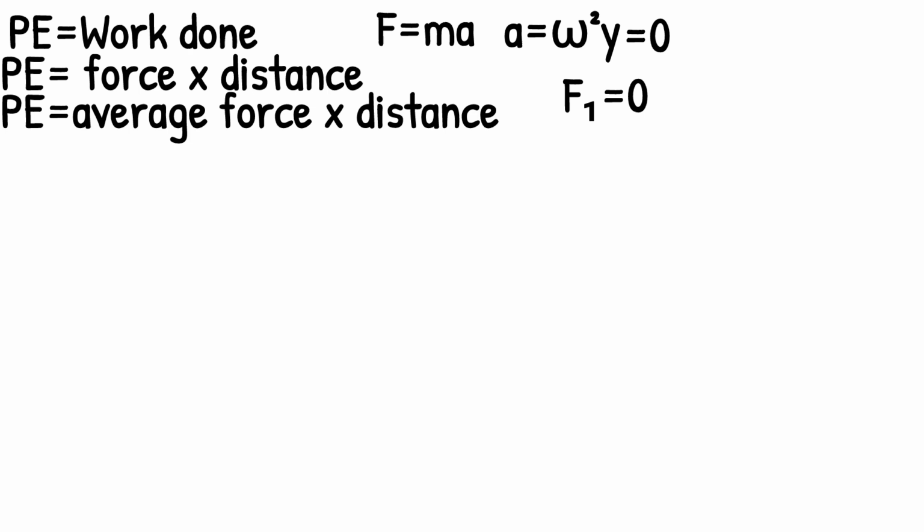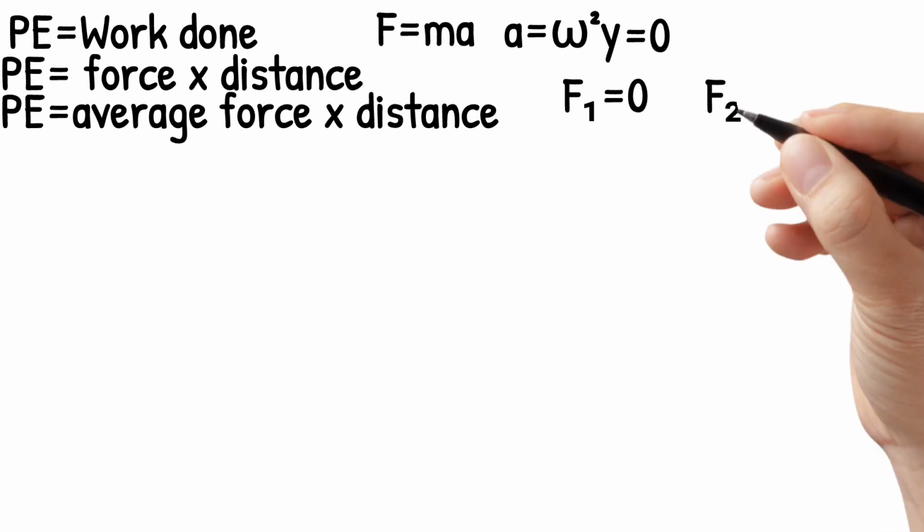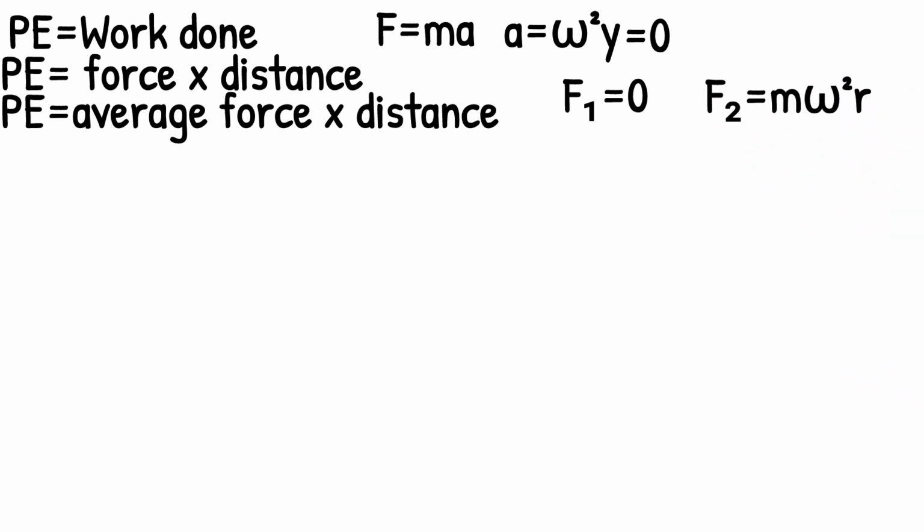Now, what's the force at the extreme position? First of all, you have to calculate the acceleration at the extreme position. That acceleration a is omega square r. Because we're at the extreme position, that's why I'm using r, not y. That's your acceleration there. And then what is the force there? F is equal to ma, right? So it's definitely going to be m omega square r. That's going to be your force there.